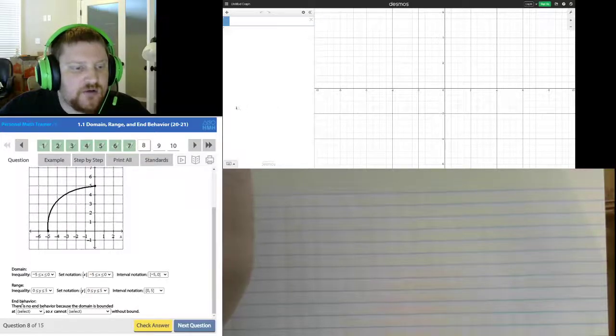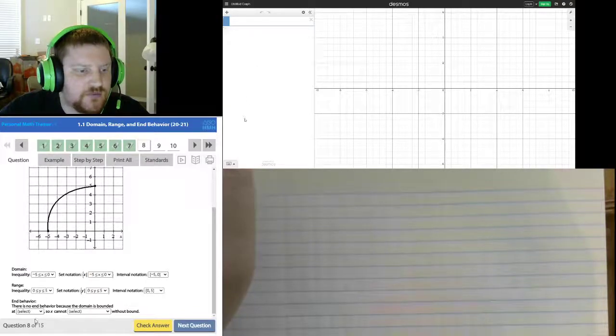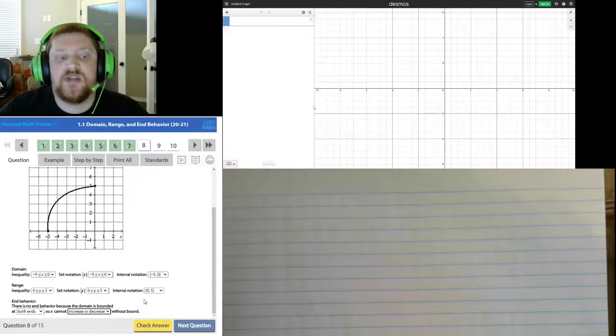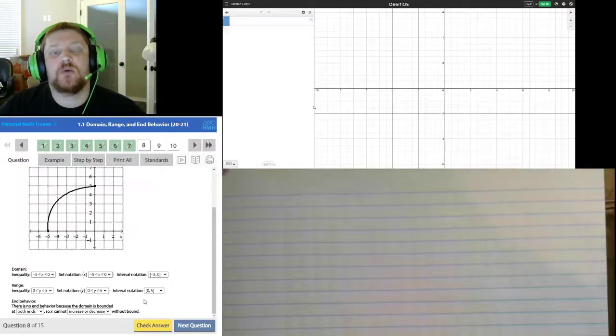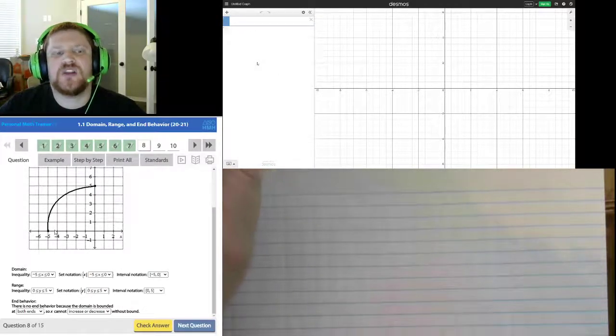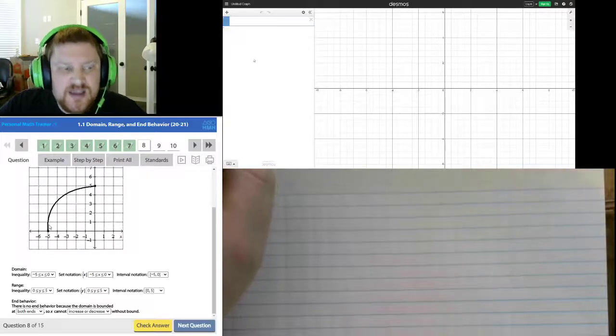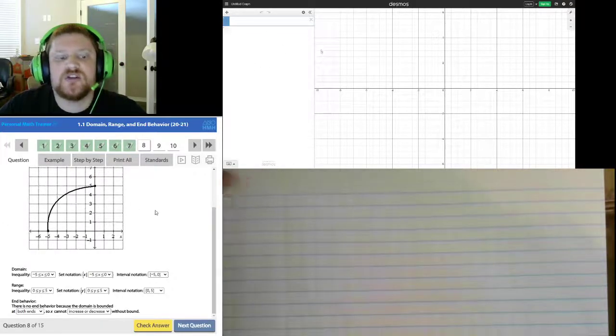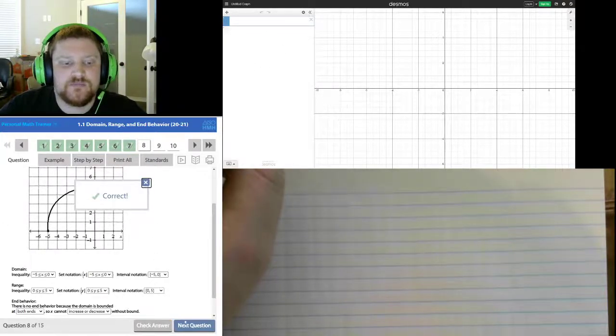In behavior, there is no in behavior because the domain is bounded at -5 at both ends, so x cannot increase or decrease without bound. So we talked about that when we looked at in behavior, but we didn't explicitly say it. So if our x doesn't go out to infinity, there is no end behavior.